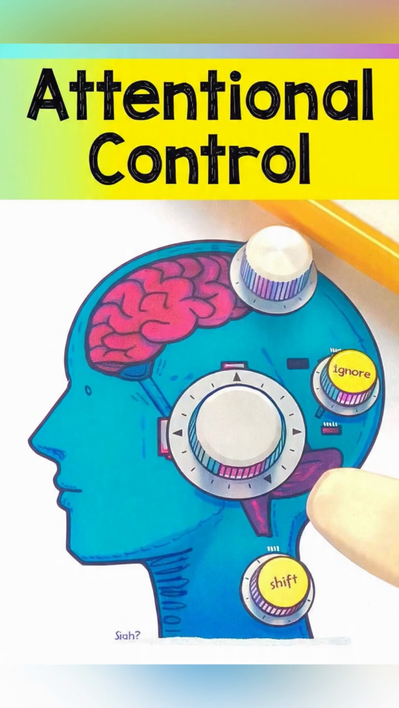Attentional control. Managing what you pay attention to. A brain adjusting dials demonstrates attentional control, the ability to regulate focus and shift between tasks or stimuli effectively.